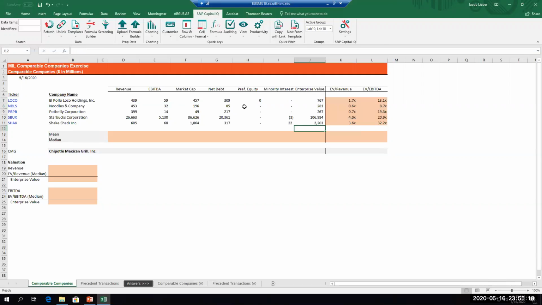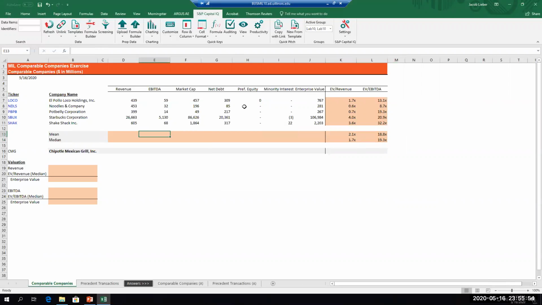Now I'm going to go ahead and calculate some mean and median numbers for each of the multiples. So mean, I'm going to take equals average of the set. And then median, I'm going to do the median function. Now, if you're actually building out a valuation, you may also want to include the first quartile and third quartile. I'm going to just copy and paste these formulas to the right. And now I have the mean and median for the company set.